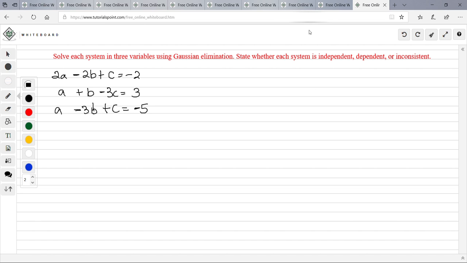So let me just write the steps here. Step 1, we're going to put it into a matrix. Step 2 is we're going to use row operations. And then step 3 is substitution.